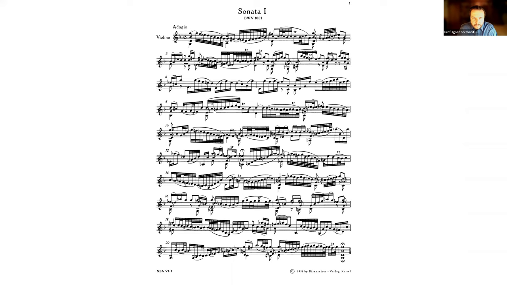So pure and virtually no vibrato compared to what we would hear today.